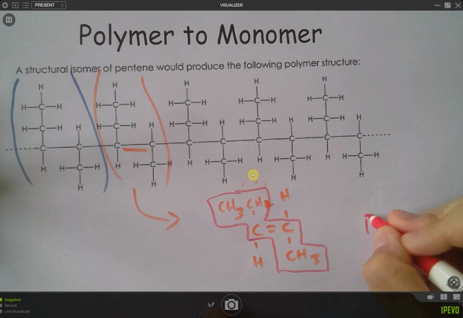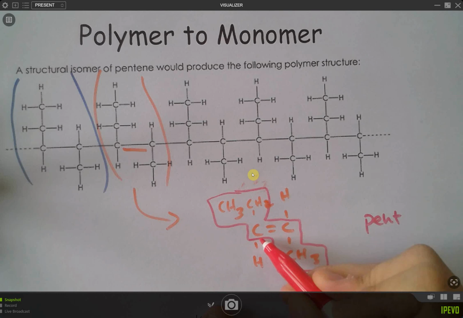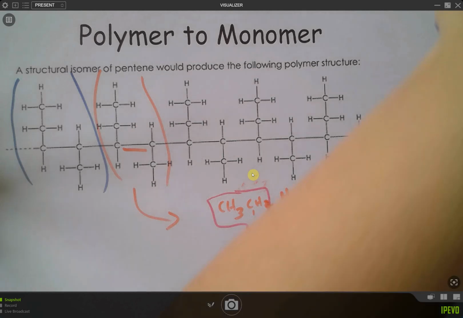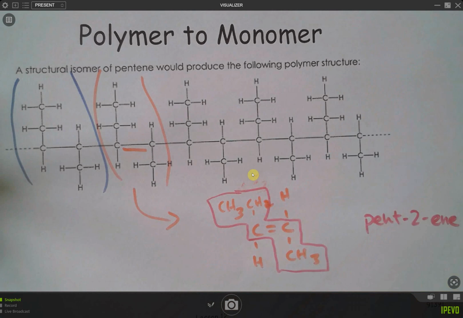So that's pent. And 2 and 3 is where the double bond is. So pent-2-ene is the monomer that makes up that polymer. And if I wanted to name the polymer, I just put the word poly in front of it. Are we okay with that? All right. What questions do you guys have? None? All right. Shall I move it? This is hopefully a refresher.